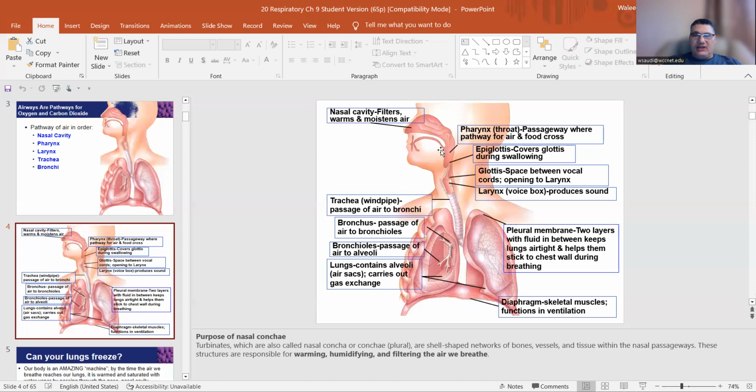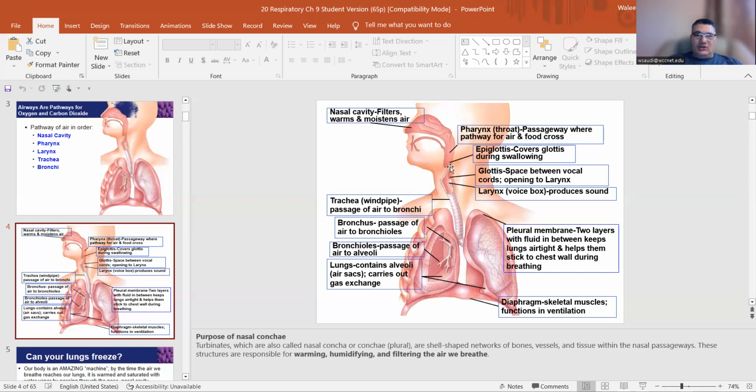Next part is called the pharynx, and this is a passageway, basically. And this passageway is both for air coming from the nasal cavity and for food coming from the oral cavity. Look at this, both of them will go through this. So this is a common passageway for both air and food.